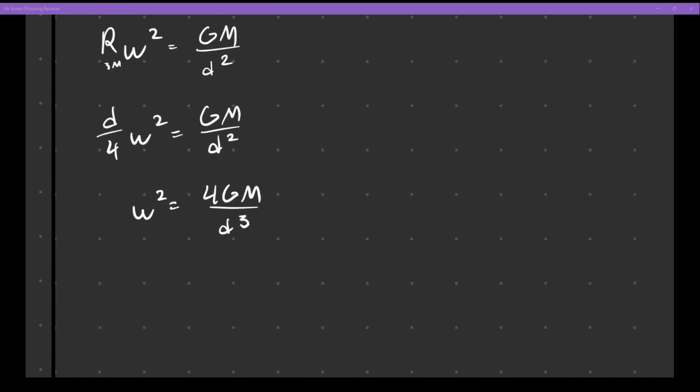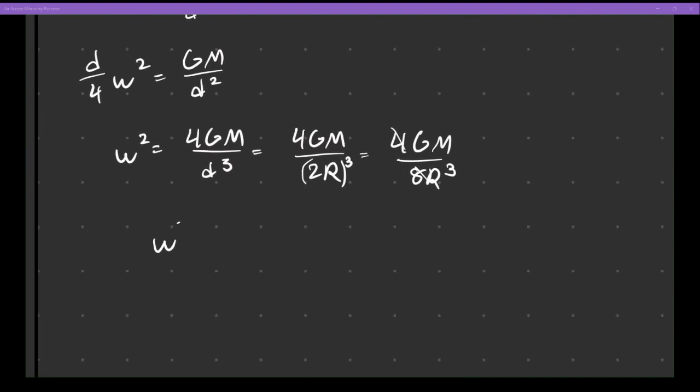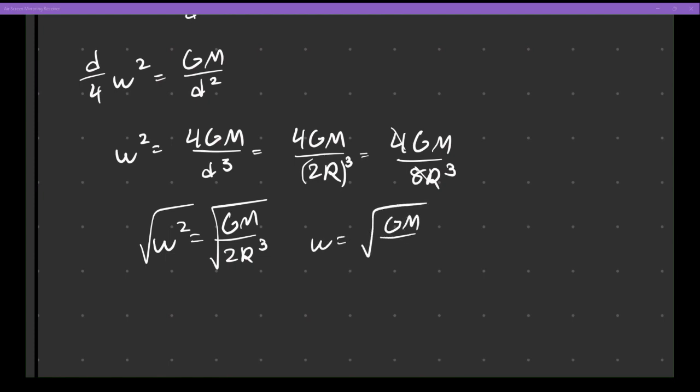But then the r that they're asking for is going to be half the distance. So that means it's just going to be 4GM over 2R cubed. And so this is equal to 4GM over 8R cubed. This cancels with that. So we're just going to make omega squared is equal to GM over 2R cubed. The square root of that. So I get omega is equal to radical GM over 2R cubed. That's it for part F.